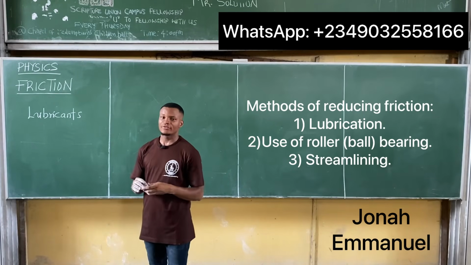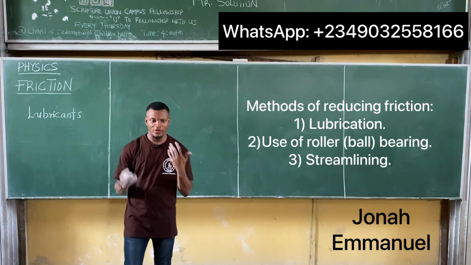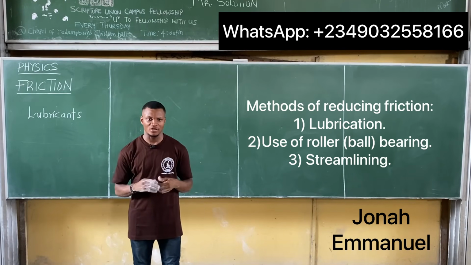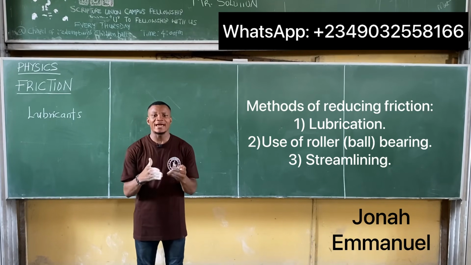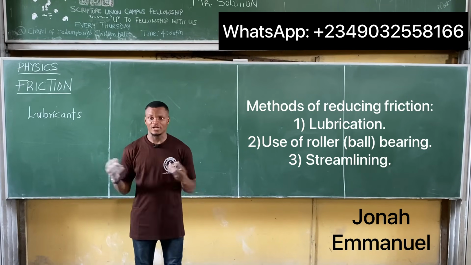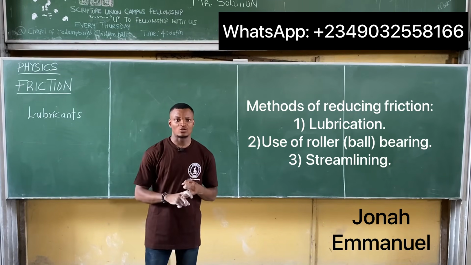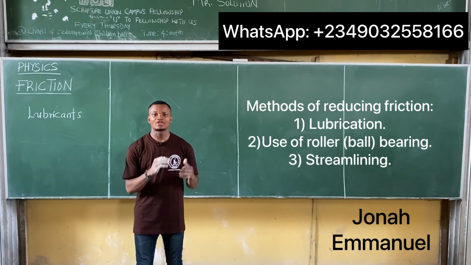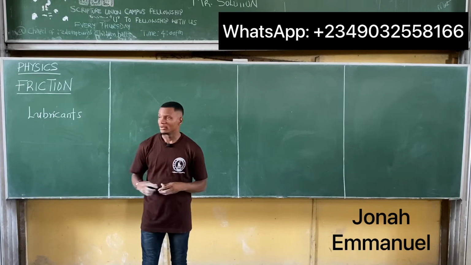The second way of reducing friction is by using what is called a roller bearing or a ball bearing. And a third way of reducing friction is by streamlining engines or machine parts. When you streamline machine parts, it becomes easier for them to overcome air resistance and thereby overcome friction. So these are three ways in which you can overcome friction. Number one, lubrication. Number two, use of ball bearing or roller bearing. And number three, by streamlining engines. So that's for friction.